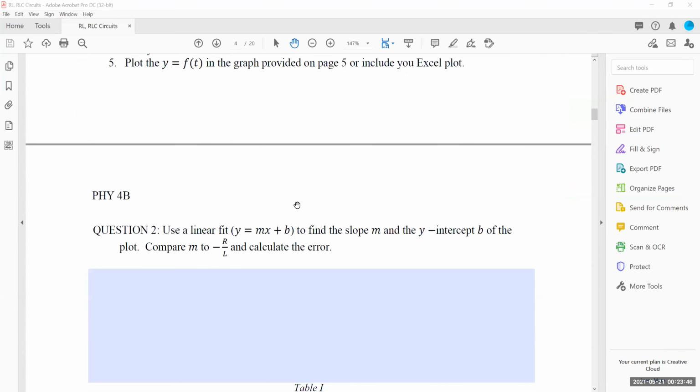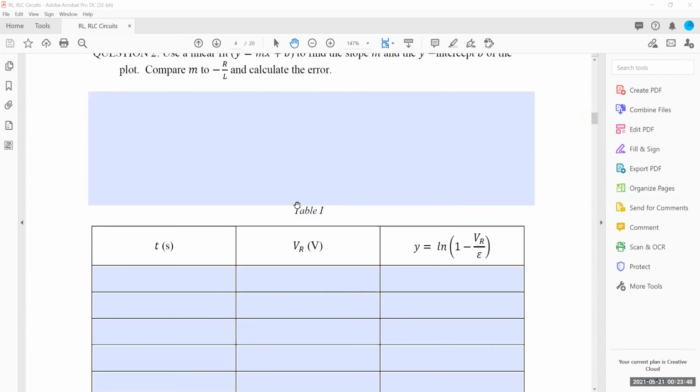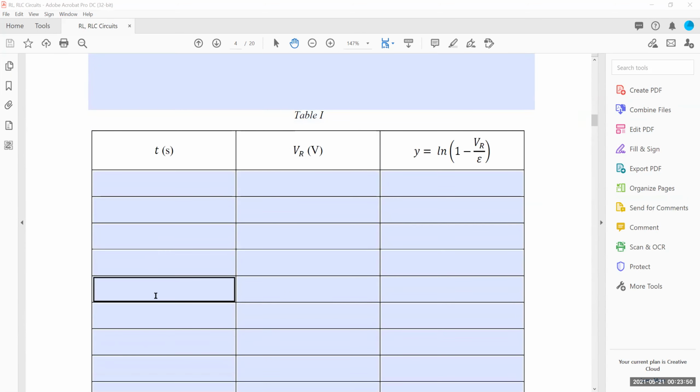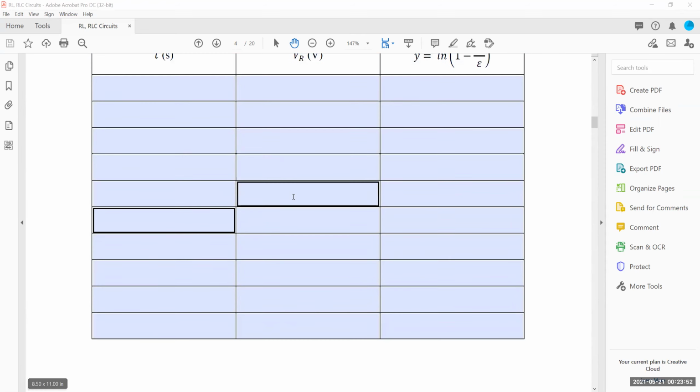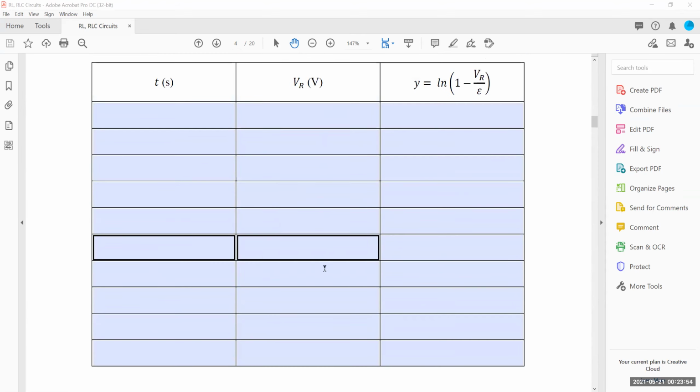So in the PDF file, assuming that we did everything correct, here we have all of these times, which is 10 values, and we have the V's from the voltmeter. Then we're going to use this expression. Remember, epsilon is 12, and VR is whatever value is here. So the first one was 1 volt, so be it. I'm going to the calculator and punch in y equals ln of 1 minus whatever value is here divided by 12. And then do the same thing for all of the others.